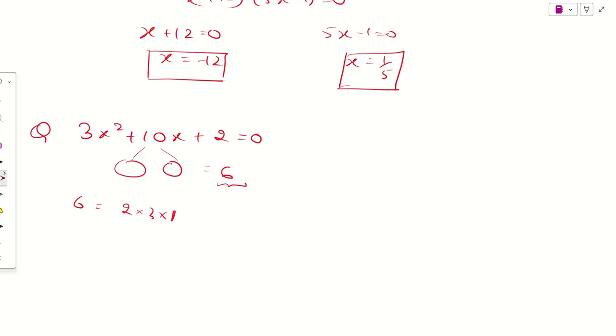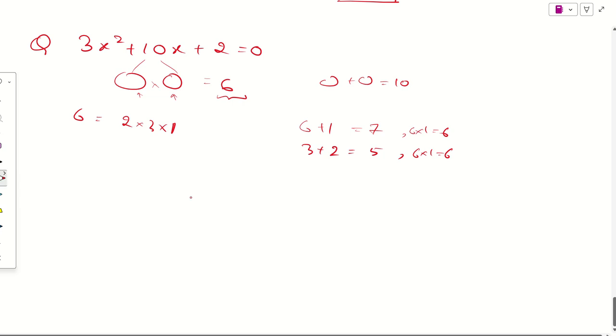So here you have to form two numbers whose product gives you 6 and sum gives you 10. Can you form the combination from here? If I take 6 plus 1 it will give you 7, and if I take 3 plus 2 it will give you 5. So none of the possible combinations give us 10, right?